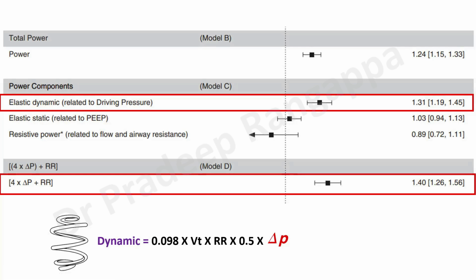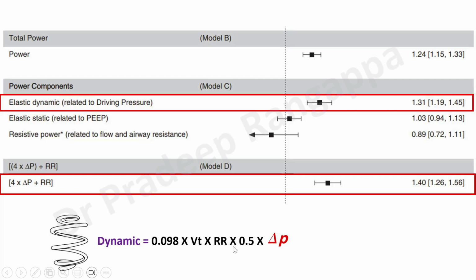Very good study. So basically from this study, very summarily, what we can deduce is that 4 into driving pressure plus respiratory rate, these two variables as a component, had a major impact on the mortality, and that came out from this study. And if we have to look at the power, it was the elastic dynamic component which had the second maximum effect, followed by the mechanical power. So this is what came out from this. Just to remind you again of the elastic dynamic, this is a simplistic formula.